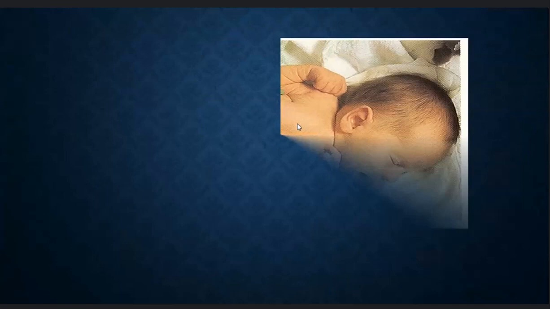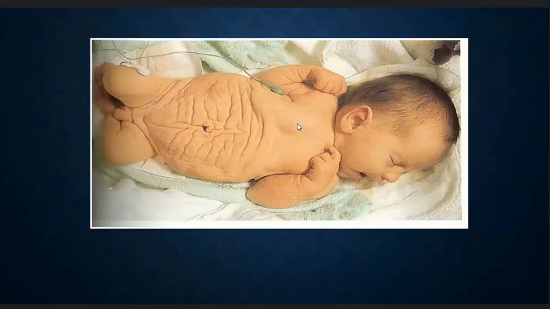What do we see here in this baby? Doctor, this is a newborn male with abnormality. Newborn with wrinkled skin in the abdomen.